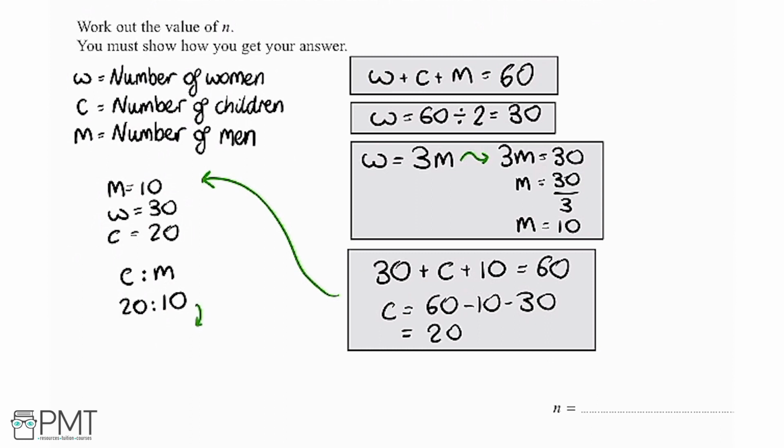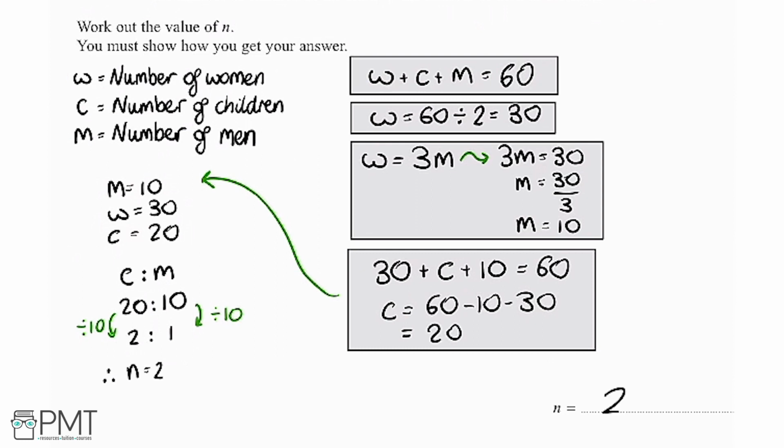So we're going to divide this by 10, but we've got to divide the other ratio by the same thing. So we're left with 2 and 1. So for every 1 man in the choir, there are 2 children. So therefore, n equals 2.